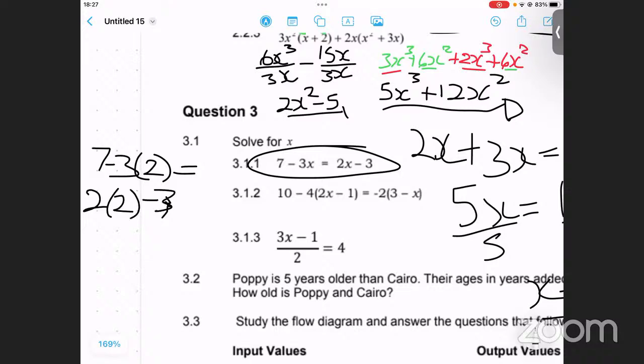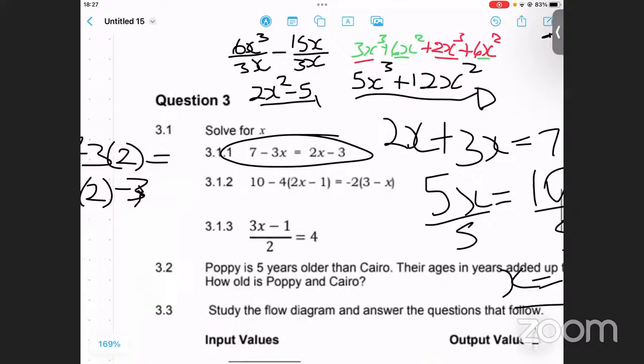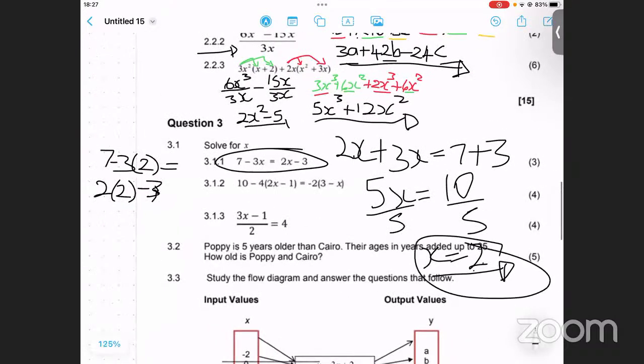This is your way of checking if this value of x being 2 is valid, because sometimes you can get x is equal to 2, but you find that for this equation x is not equal to 2. So you have to check if the x value that you got is actually the correct one, right? Do you guys get me?